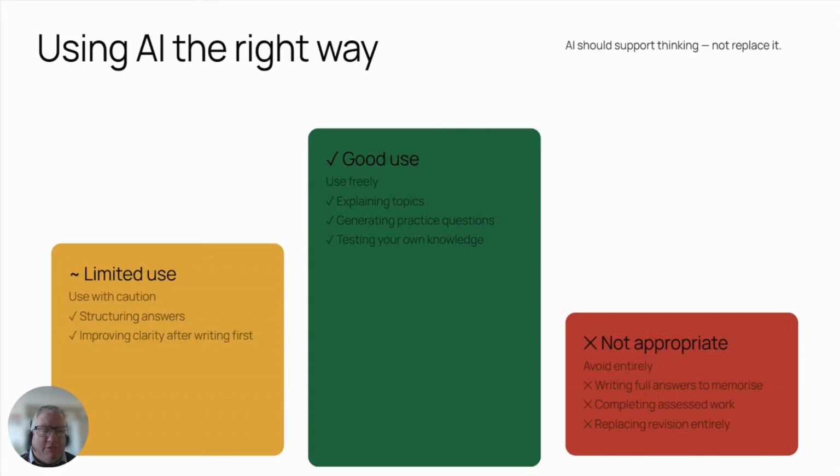So a little bit of a summary on this slide here. Some examples of good use: explaining topics, generating practice questions, using AI to test their own knowledge. All really good examples of how to be using AI to help with revision. In that red box, there are some examples of things that should be really avoided. We do not want to see students using AI to create full paragraphs, full answers to then memorize, because that's not the best way of revising.